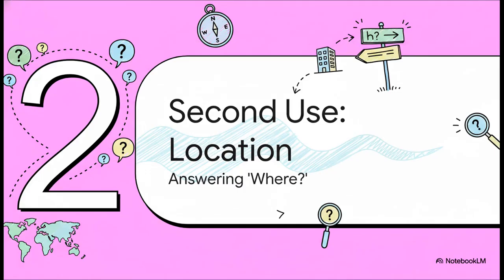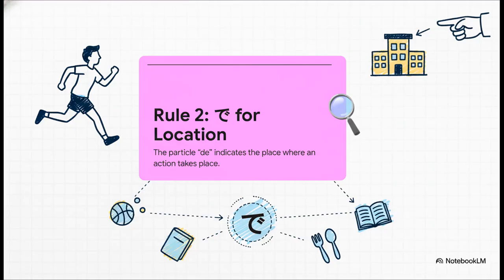So, we've covered how, but we're not done with this particle yet. The very same particle de has a second huge function. This time, instead of answering how, it answers the question where. Now, this is the crucial point. De marks the specific location where a dynamic action is happening. It's not about where something just exists. You typically use a different particle, like ni for that. No, de is all about where something is actively being done.